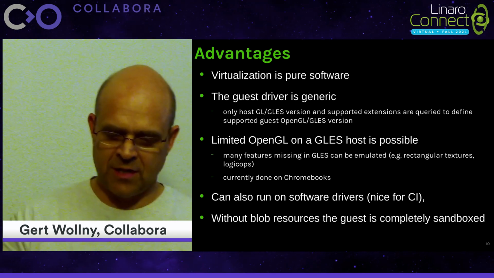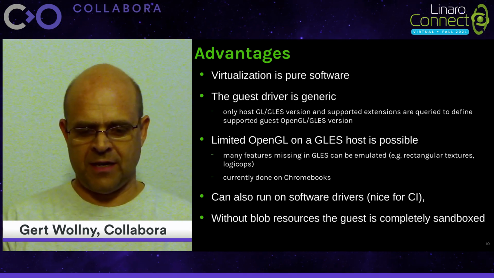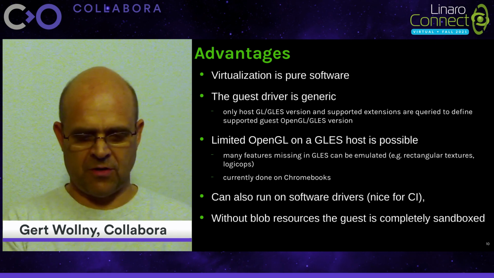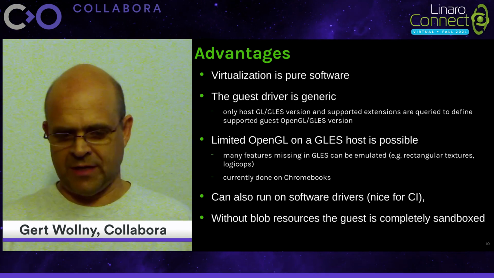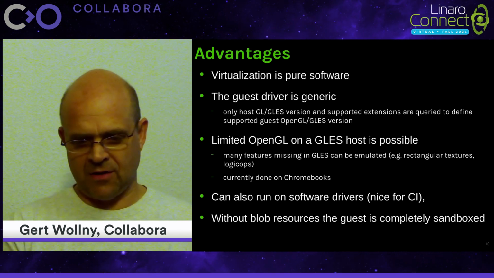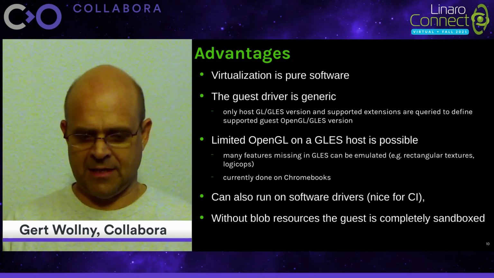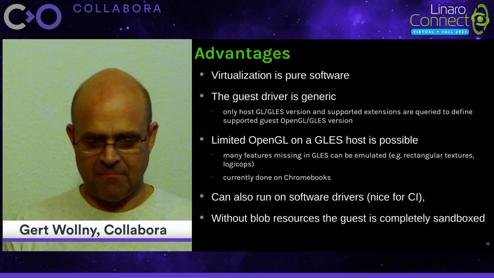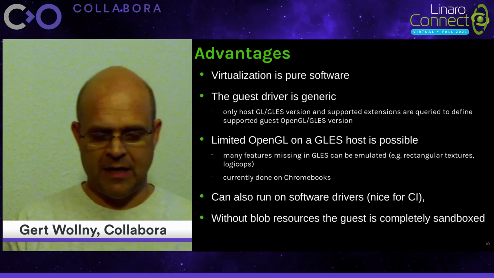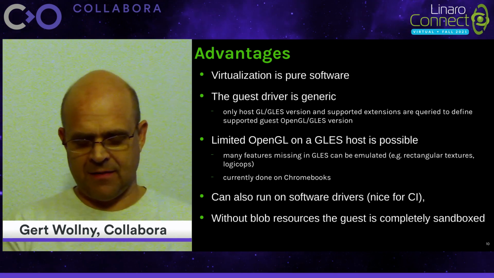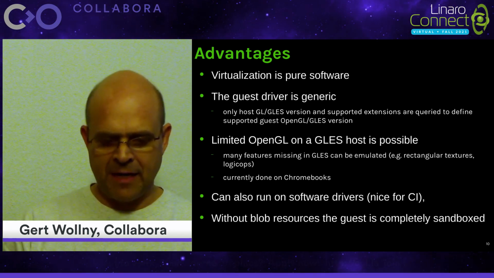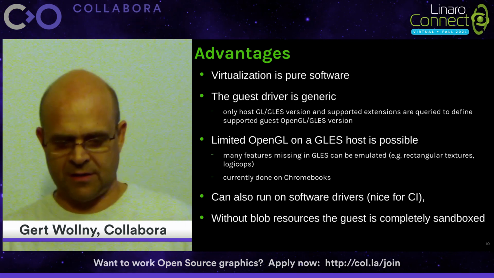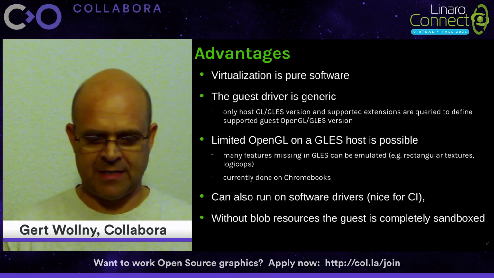And based on this, the host version and the extensions that the host driver supports, the guest OpenGL exposes a certain version of OpenGL. Usually it maps 1-to-1. You have a certain version on the host, like 4.2, you get 4.2 in the guest. You have OpenGL ES 3.1 in the host, you get OpenGL ES 3.1 in the guest. Of course, only up to 4.3 at this point. Now, with that, you can also emulate OpenGL in the guest if you have only a GLES host. Many features that are missing in GLES can be emulated, like rectangular textures and logic ops, you can do all of that in the shaders. So you can tell the guest OpenGL is available.